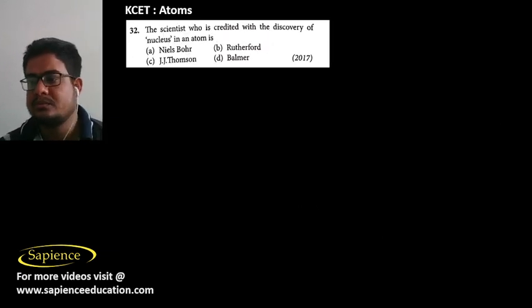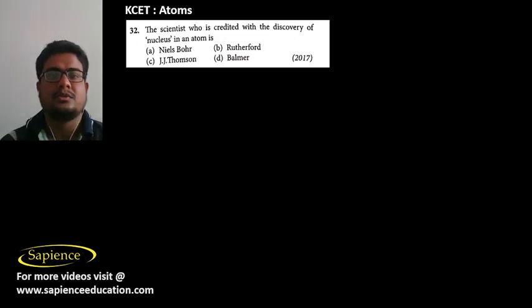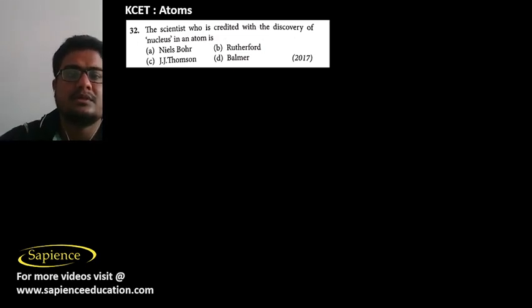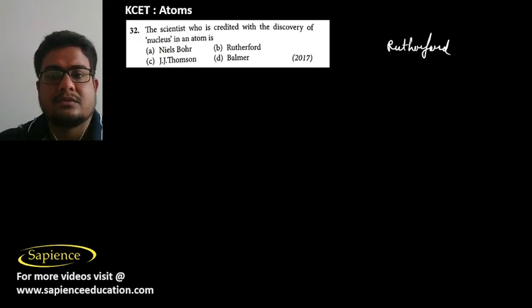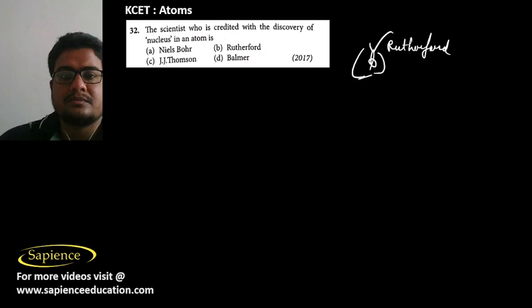Question number 32. It is told a scientist who is credited with the discovery of the nucleus in an atom is Rutherford. So Rutherford discovered the nucleus of an atom. Rutherford is credited with the discovery of the nucleus. So option B is the correct answer.